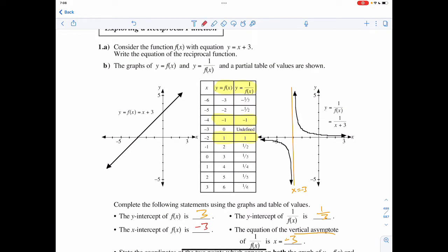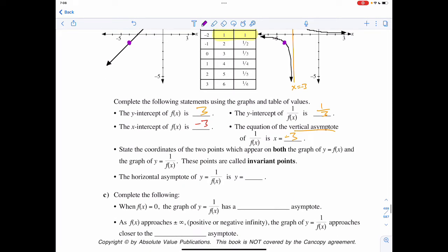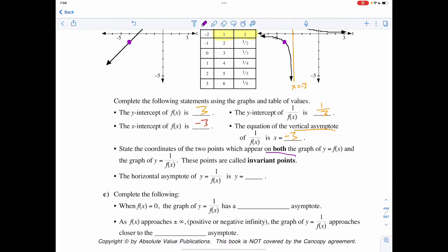We can see that right here. If I go to negative 4 and negative 1, there's 1 point. Negative 2 and positive 1, there's the other point. If I go into my reciprocal, negative 4 and negative 1, there's 1 point, negative 2 and positive 1, there's the other point. It's the only 2 points that exist in both graphs. Because it exists in both cases, we call it invariant. It does not vary between my original function and my reciprocal function.